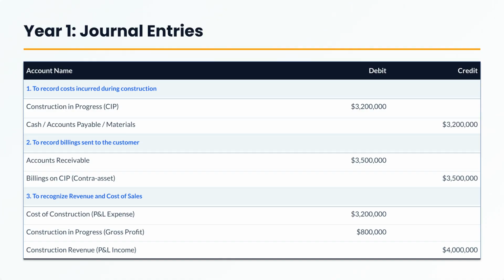Second, when we build a city, we debit accounts receivable and credit a contra asset account called Billings on CIP. Finally, the revenue entry. At year-end, we debit our cost of construction expense for $3.2 million. We credit construction revenue for $4 million. And the difference, our $800,000 gross profit, is actually debited into the Construction in Progress asset account.